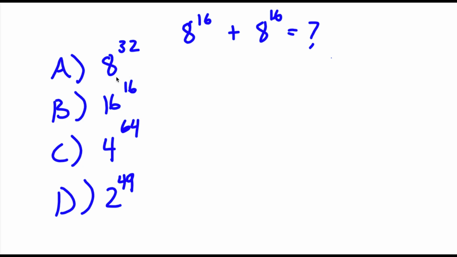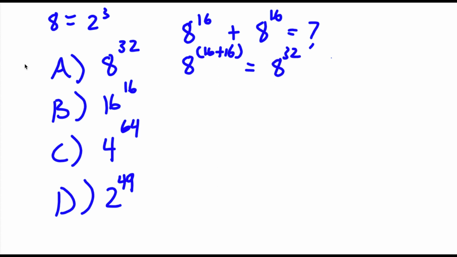So 8 here, this is equal to 2 to the power of 3, right? So let's try out A. What they did was they simply just kept the base the same and added the exponents. So they did 8 to the power of 16 plus 16. 16 plus 16 is 32, so they did 8 to the power of 32.